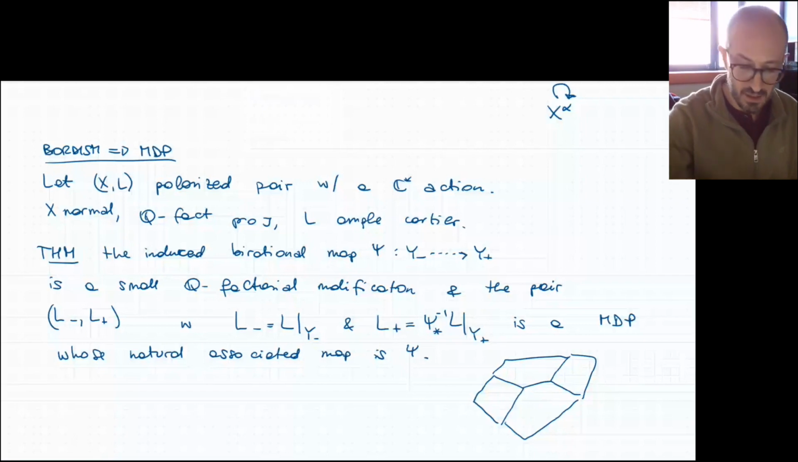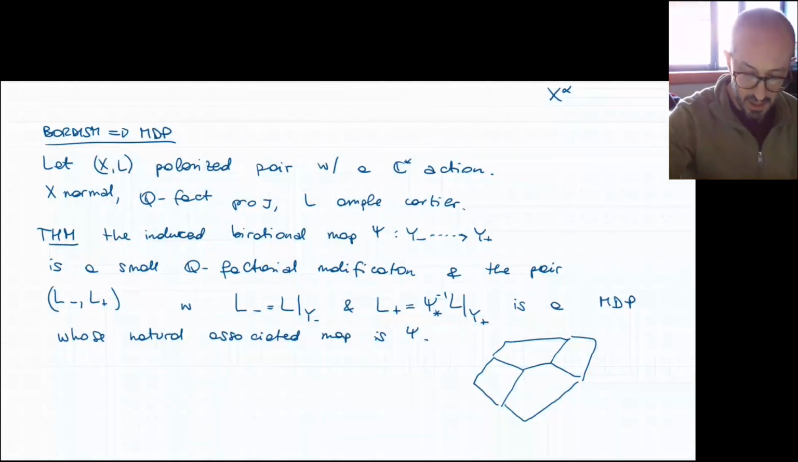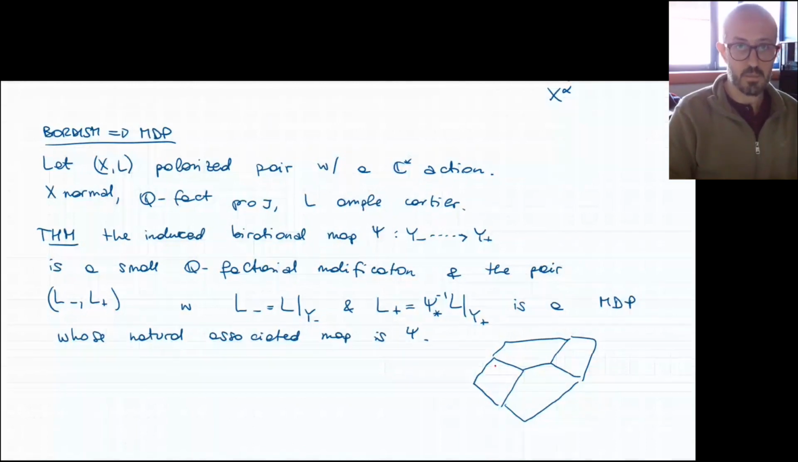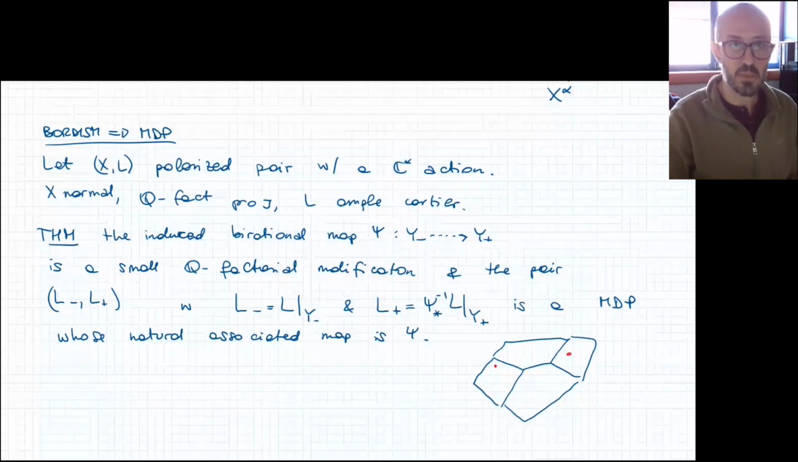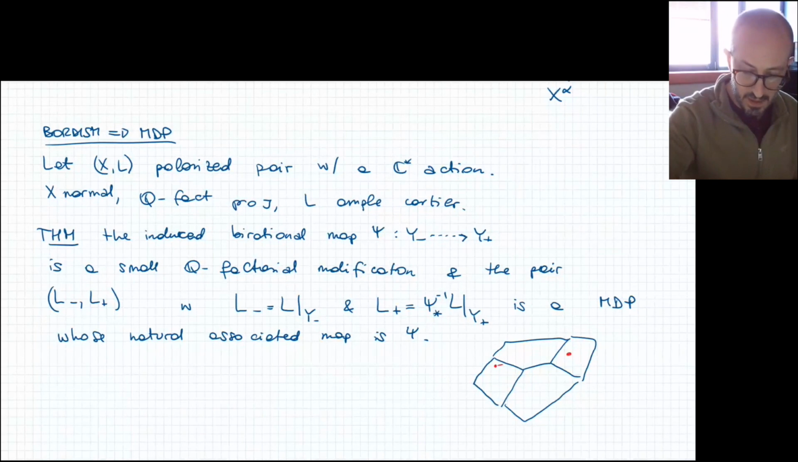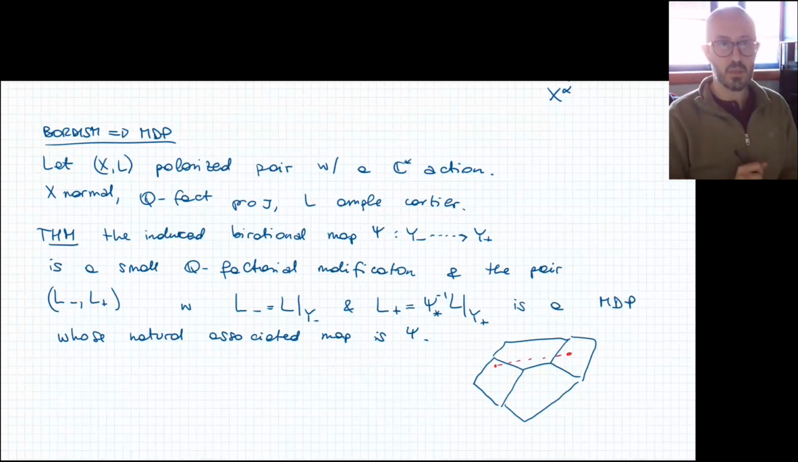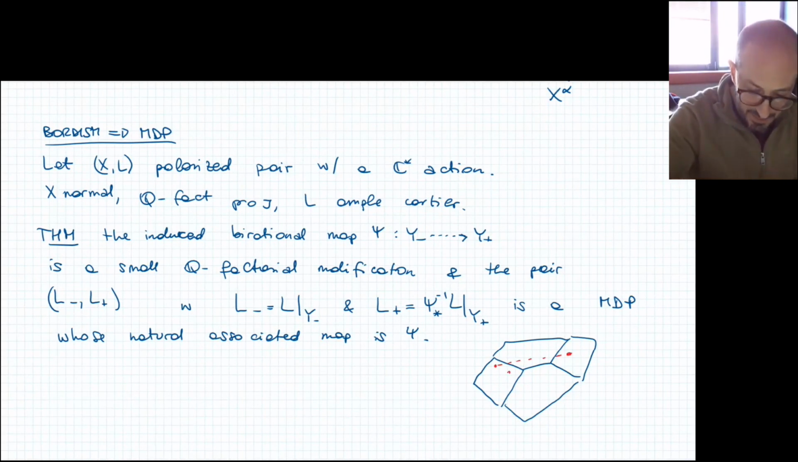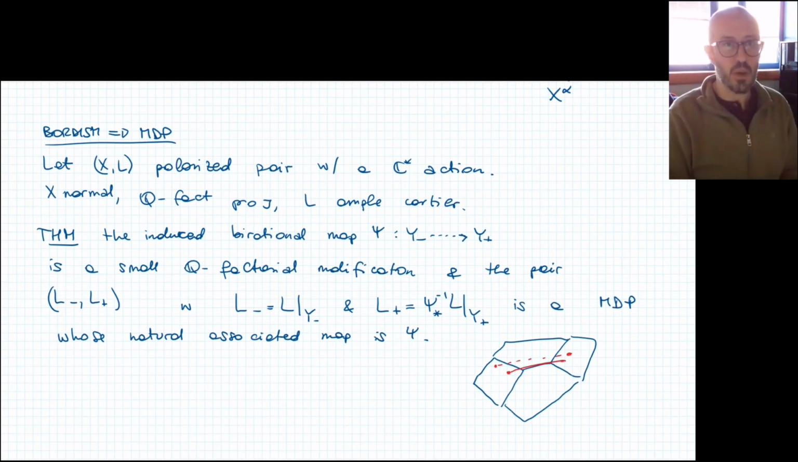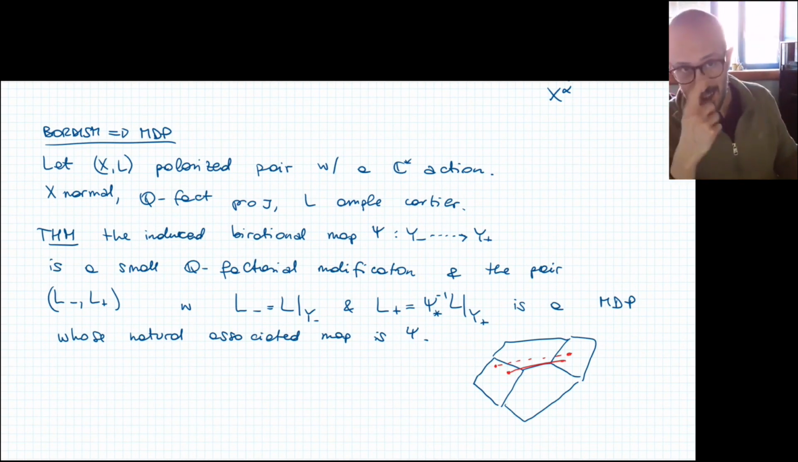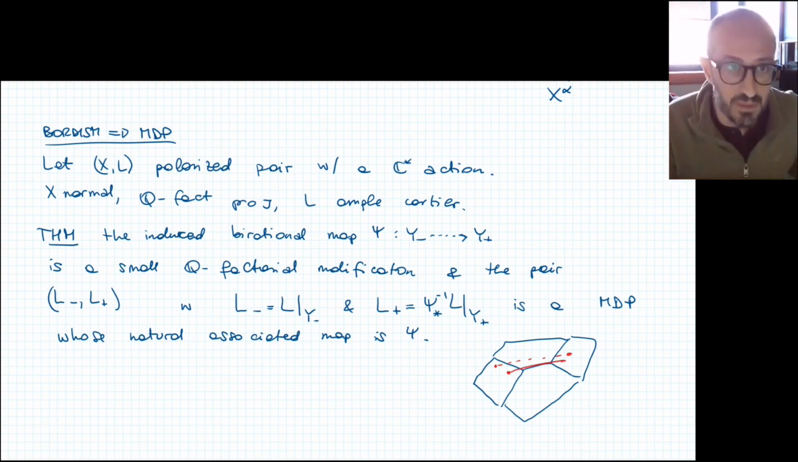Okay, so if you're lucky and you go from a nice point to a nice point, then you obtain everything Q-factorial. But if you are not lucky and you pass through a wall, then Q-factoriality fails. So there are some really uncontrollable things to be careful of.